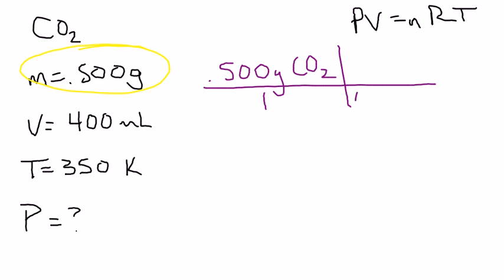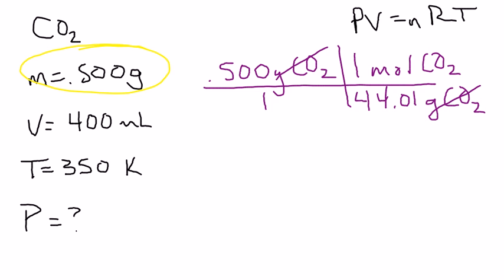So we're going to have 44.01 grams of carbon dioxide and 1 mole of carbon dioxide. Our units there are going to cancel. When we take that 500 divided by 44.01, we're going to get 0.0114 moles of carbon dioxide. That is going to be our n. With that information, we can really get going here.